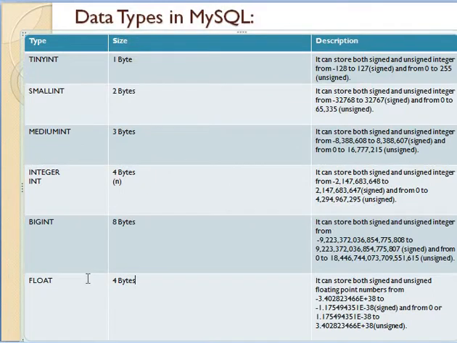The float data type, which can represent smaller decimal values, has a size of 4 bytes, and it can store both signed and unsigned floating point numbers. Floating point numbers means decimal numbers, and it ranges from this much to this much, which is signed, and from this much to this much, which is unsigned. Keep in mind that the signed list of numbers represents both positive as well as negative numbers, whereas the unsigned list of numbers represents only the positive list of numbers.